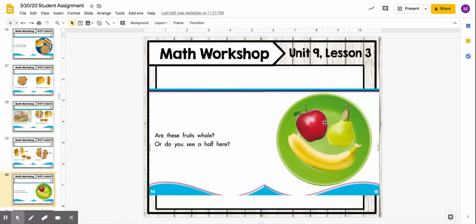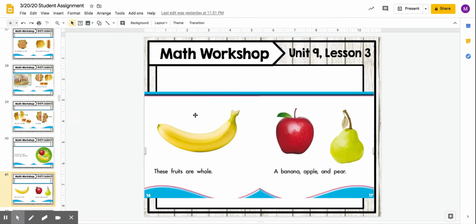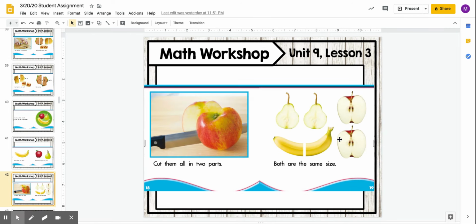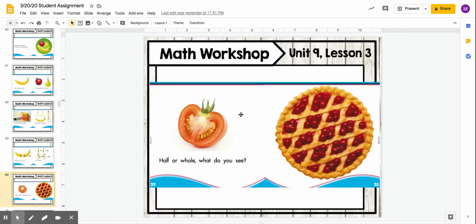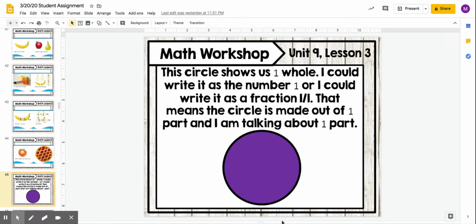Are these fruits whole or do you see a half there? These fruits are whole, a banana, apple, and pear. Cut them all in two parts. Both are the same size. Each part is 1/2. No surprise. 1/2 plus 1/2 equals 1. Half or whole, what do you see?